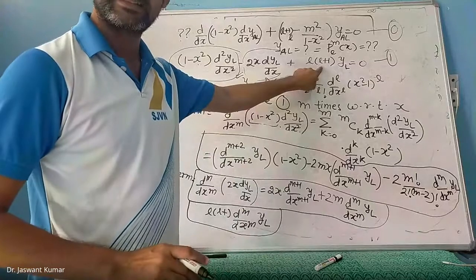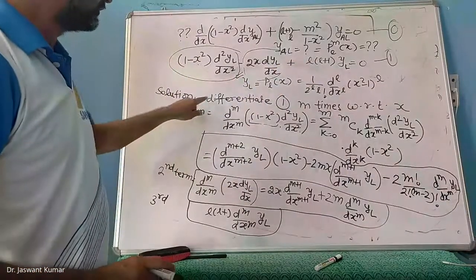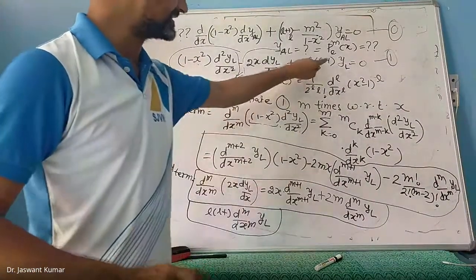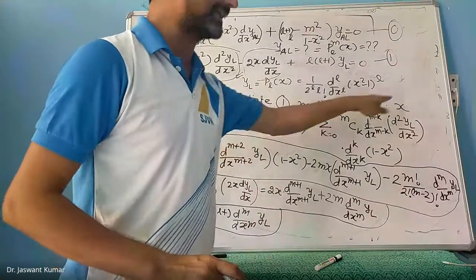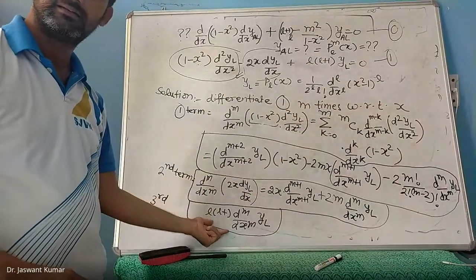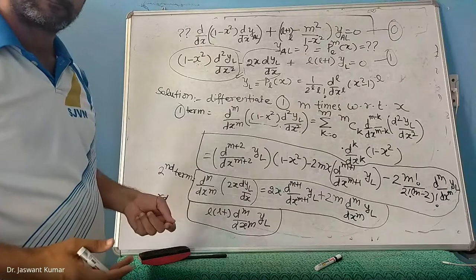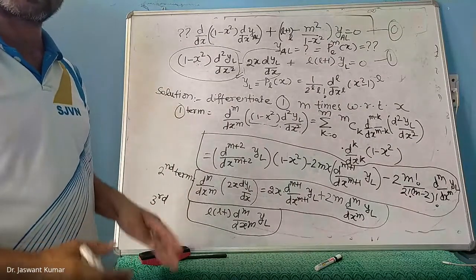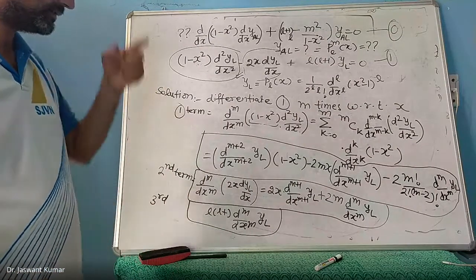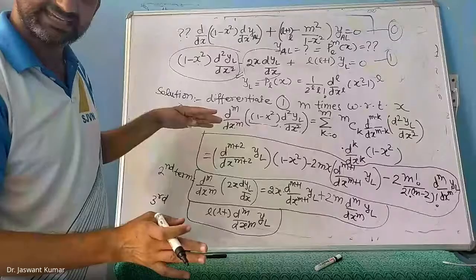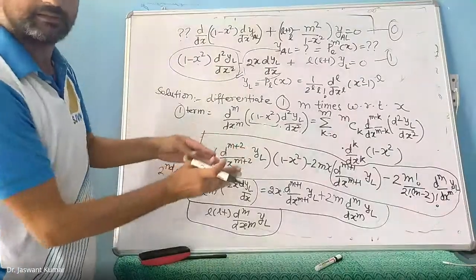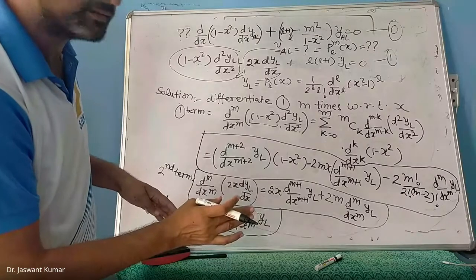Third term was this. What are we supposed to do? We are supposed to differentiate this m times with respect to x. We did. Everyone okay with this? Yes sir. Now sir, I have a doubt. Sir, can you please once again repeat how we select the first and second term?